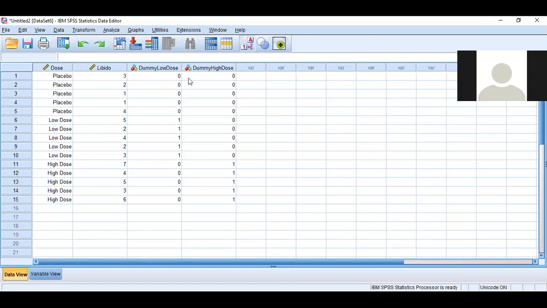Now, that shows we are creating 2 dummies, 1 for low dose and 1 for high dose. We are making placebo the reference. When you are creating the first dummy for low dose, only the ones that are low dose will be 1. Everything else will be 0, because the dummy is about 1 and 0. The dummy for high dose, all the ones that are high dose will be 1, the rest will be 0. The implication is that in all the dummies, the reference group will be 0.